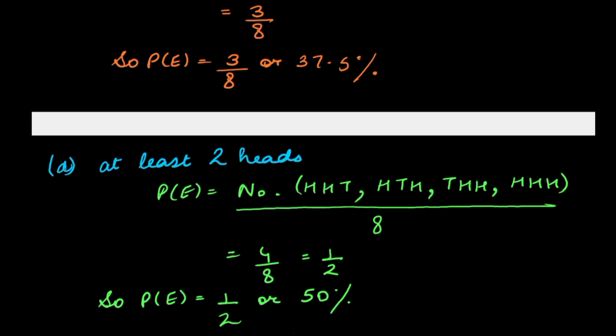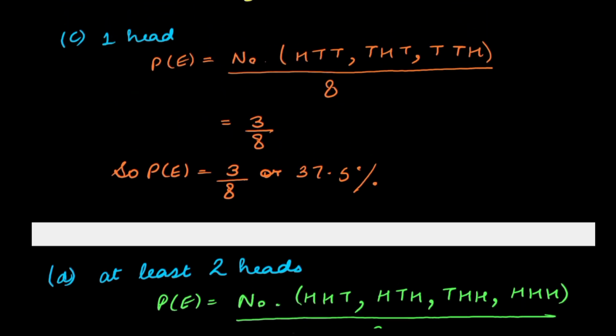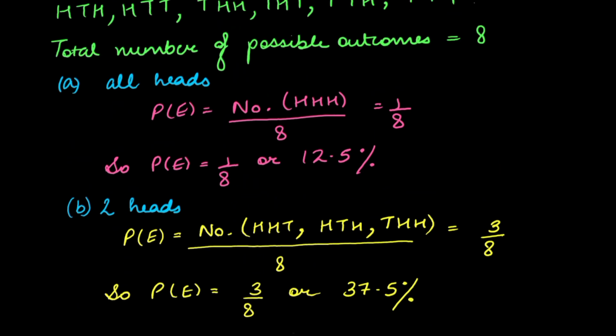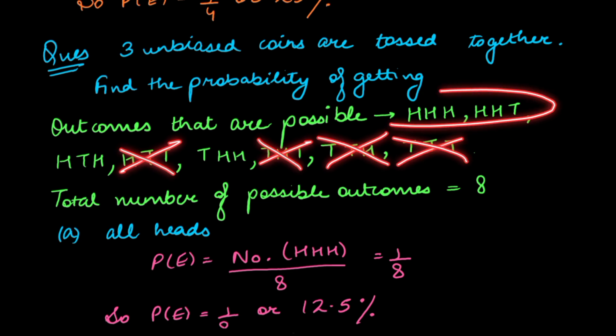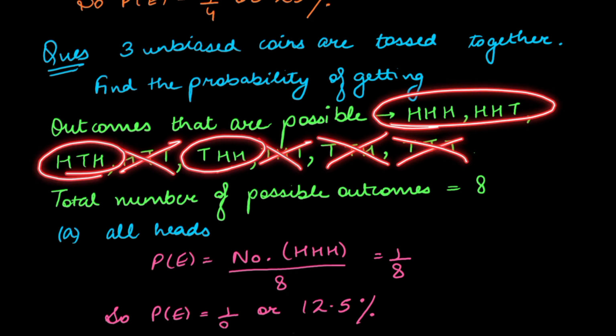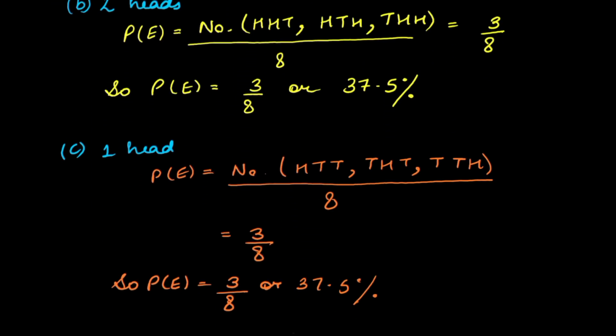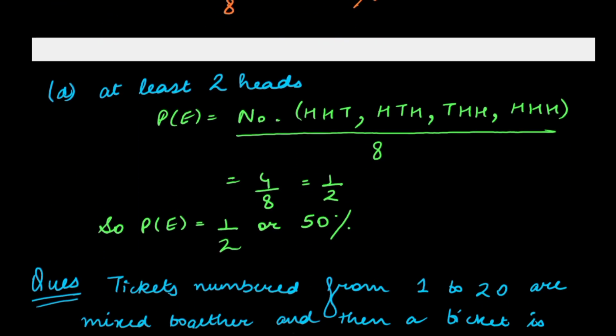Now if we see the other possible outcomes that have 1 or 0 heads, this one has 1 head, this one has 1 head, this one has 1 head and this has 0 head. So there are these 4 possible outcomes that are favorable to us that have at least 2 heads. So the number of favorable outcomes is 4 and the total possible are still 8. So the probability is 1 by 2, that is 50% chances of getting at least 2 heads.